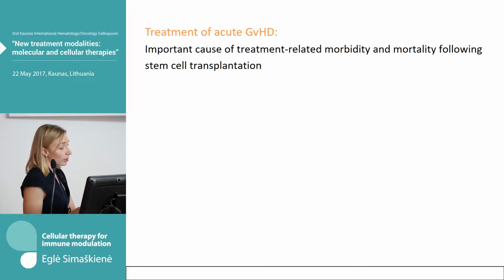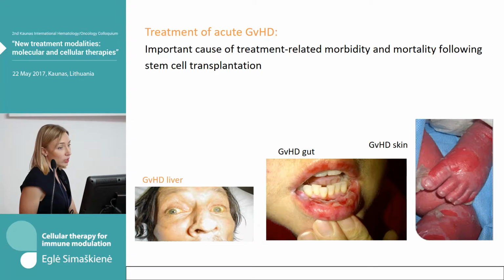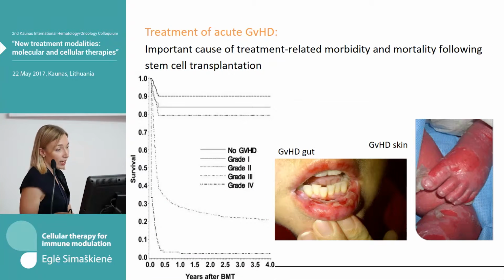One of the best known characteristics, as I said, is their immunosuppressive properties, and these findings provided background for clinical applications of MSCs in the treatment of, especially, graft versus host disease. This graft versus host disease is an important cause of treatment-related mortality and morbidity following stem cell transplantation. And as you can see, we could have really bad cases of GVHD of liver, gut, and skin, and we have really big survival differences in the patients with GVHD and without it.